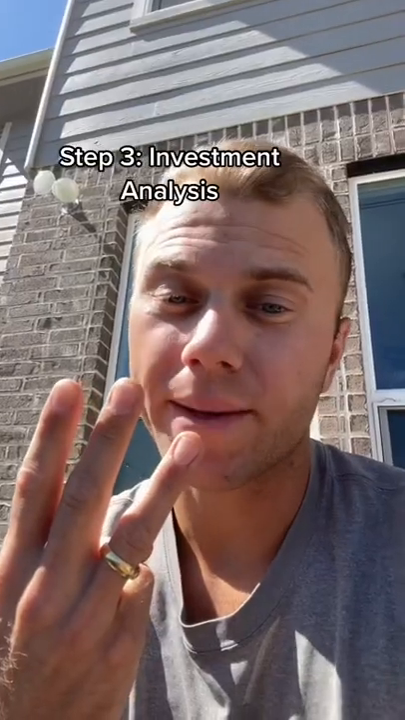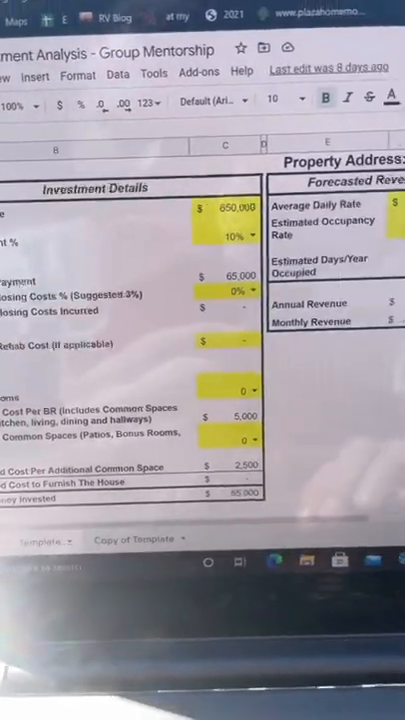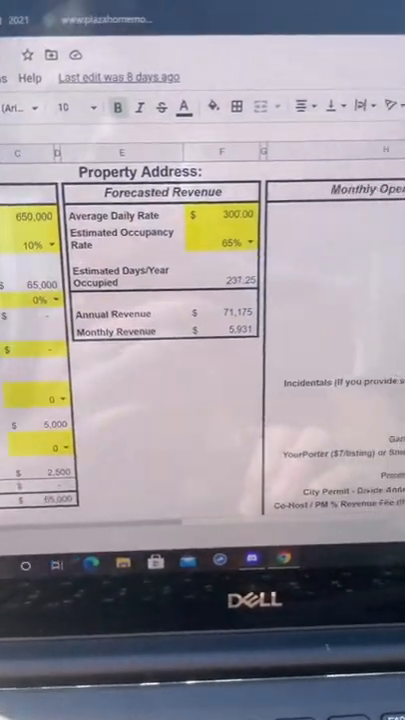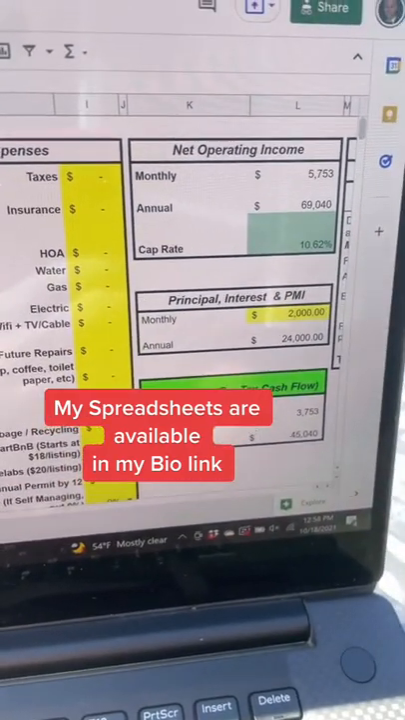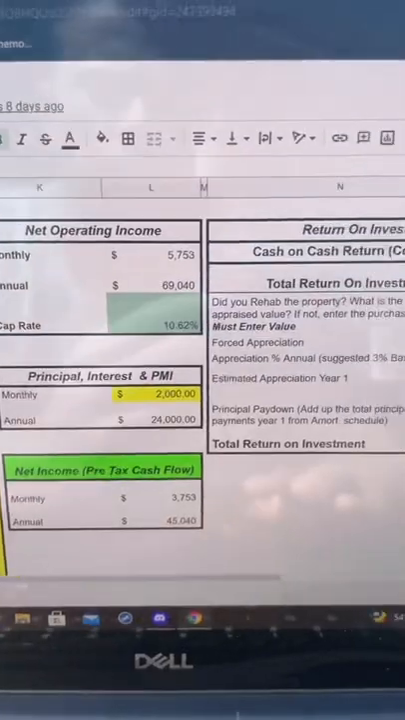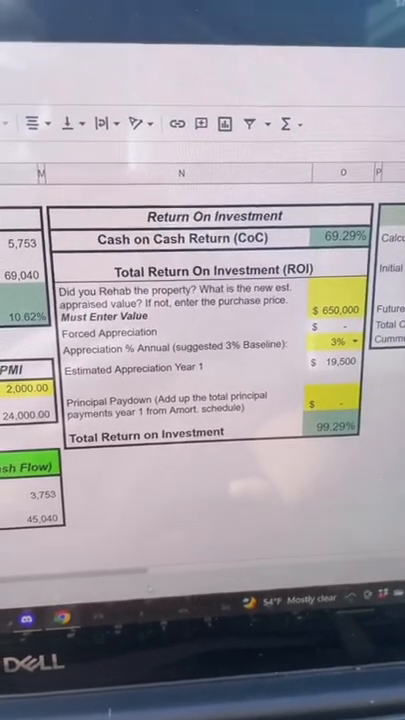Step number 3, perform a detailed investment analysis. Take the emotion out of it. You got the investment details, forecasted revenue, operating expenses, and ultimately the operating income and the cash flow. And lastly, the cash on cash return. My minimum cash on cash return requirement is 25%.